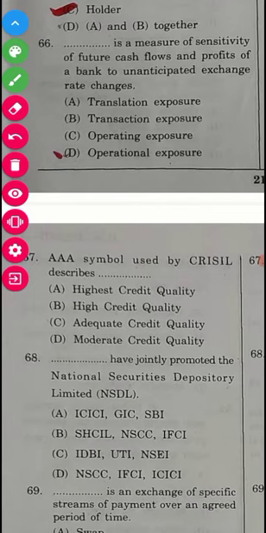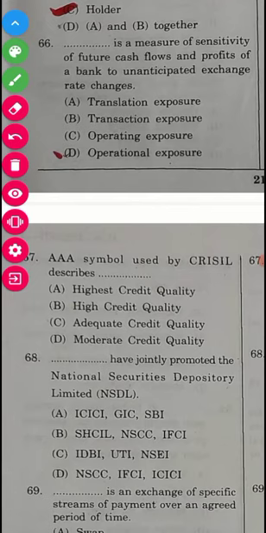So moving on to the question number 67. AAA symbol used by CRISIL describes highest credit quality. Option number A is the correct answer for this question. So CRISIL is nothing but the credit rating agency of India. Moving on to the question number 68.